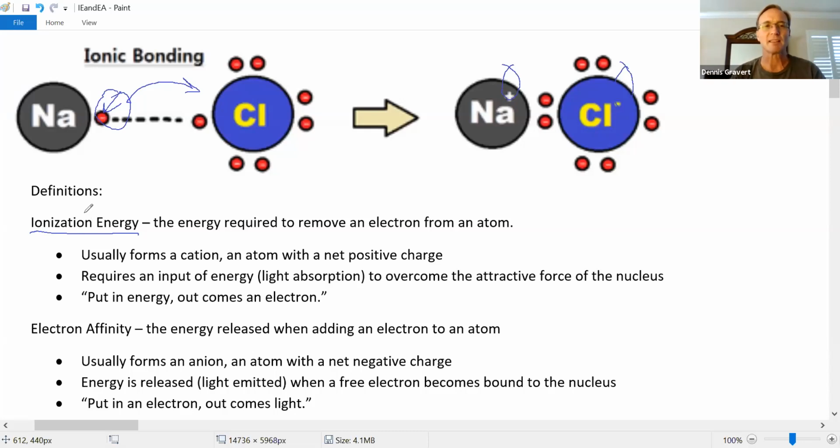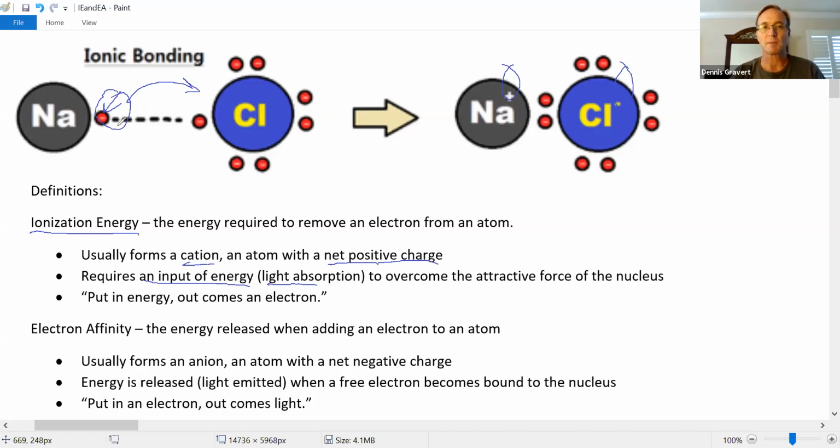We just have to remember that ionization energy usually forms a cation, right? So we're taking away an electron, and the resulting atom then has fewer electrons than protons, or more protons. There's a net positive charge afterwards. And this requires an input of energy. In the laboratory, and in nature, I should say, that energy comes in the form of light. Shine light on the sodium metal. It's actually a metal in pure form.